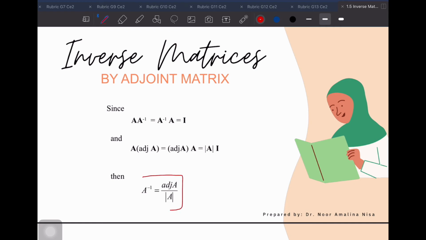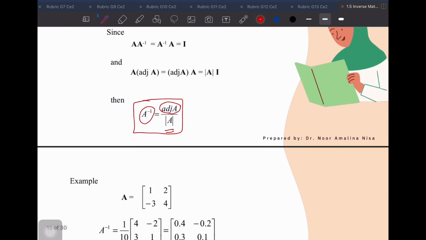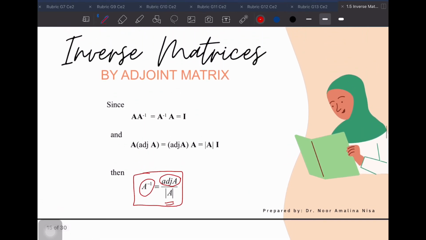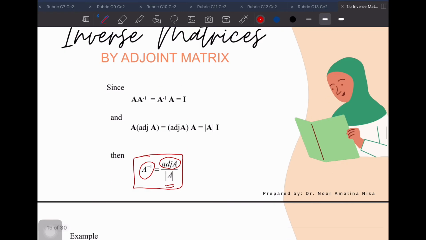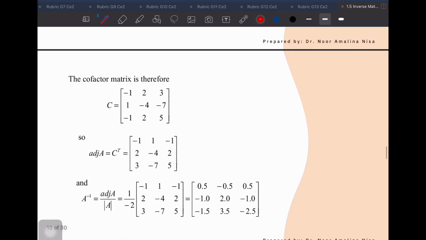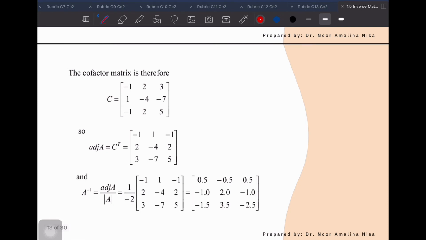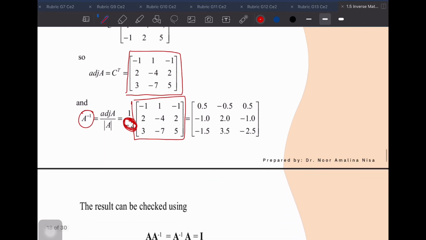Here is the formula. To find the inverse of matrix A, you need to divide the adjoint matrix with the determinant of matrix A. So let's see an example. You see here, you already find the adjoint matrix of matrix A. So for you to find the inverse matrix, you are dividing your adjoint matrix with the determinant of matrix A. Before this class, you have learned how to find the determinant of matrix A.